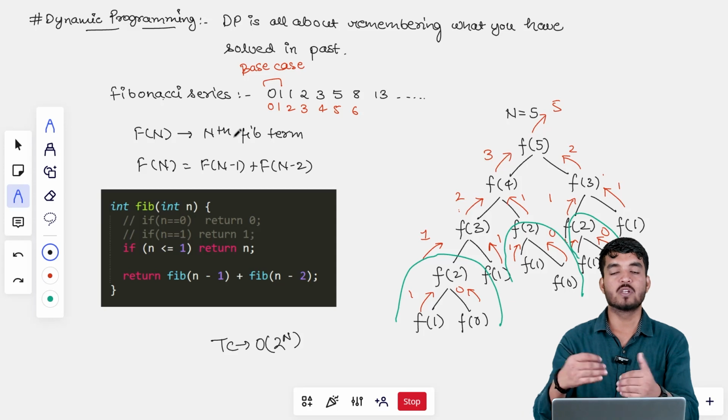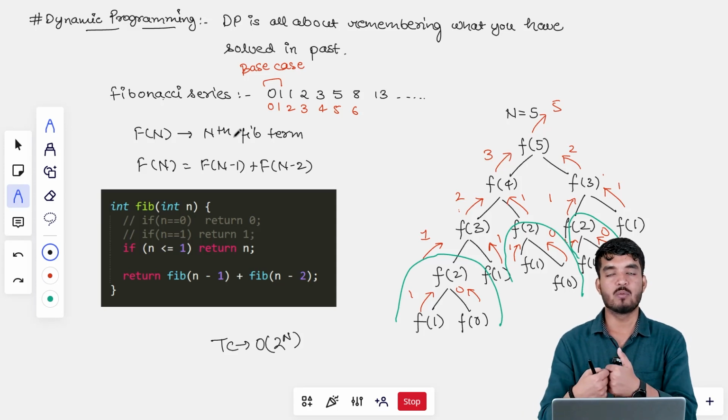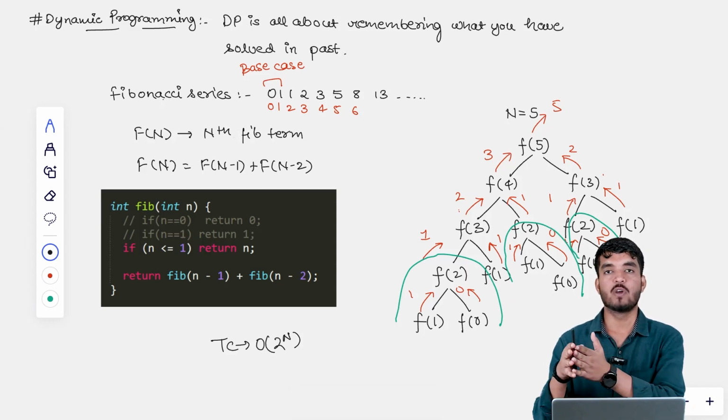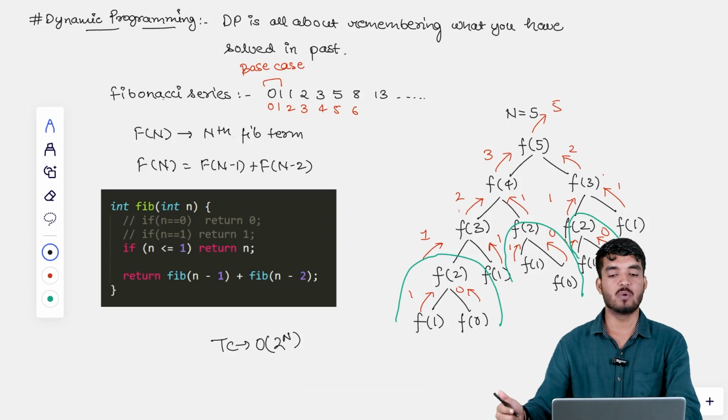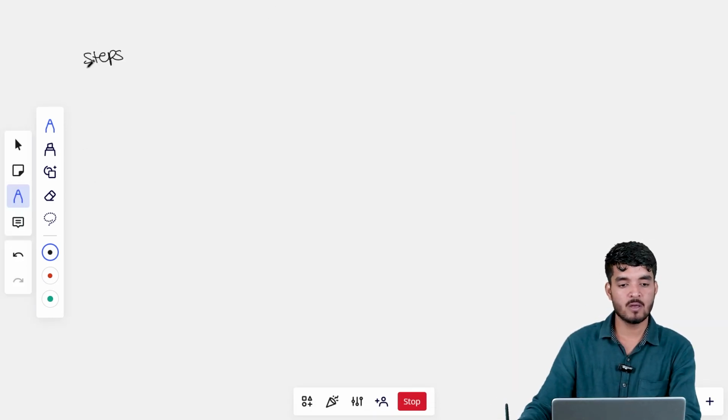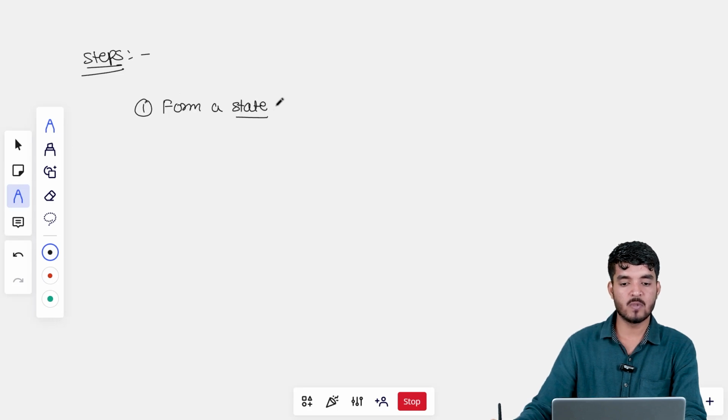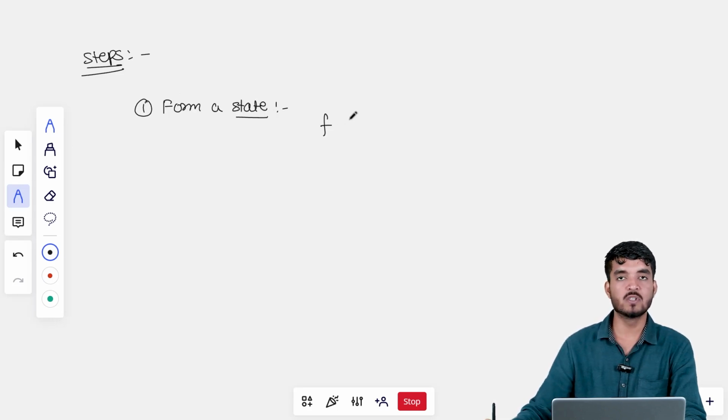Now let me quickly generalize all the things: how to write dynamic programming solutions, and what are the two different approaches to write a DP. So the very first step, let me write the steps here. The first step is to form a state and define a function, define a state f of x, comma y, comma z.